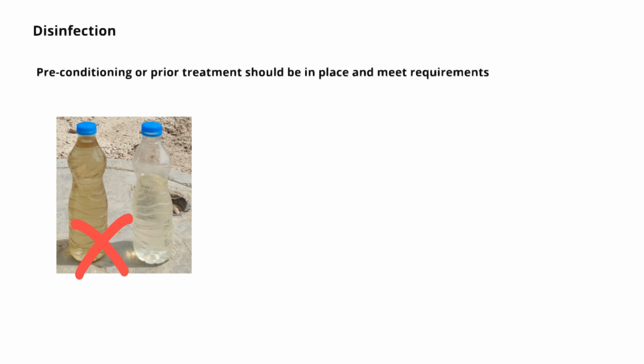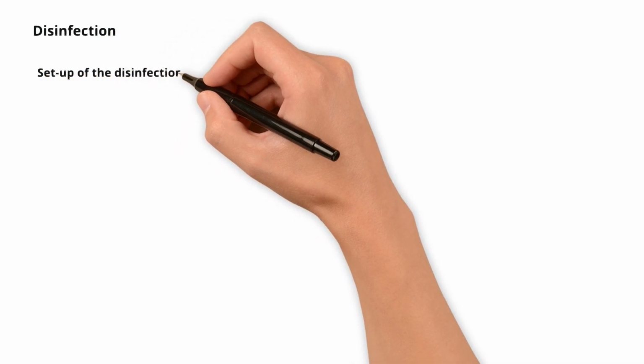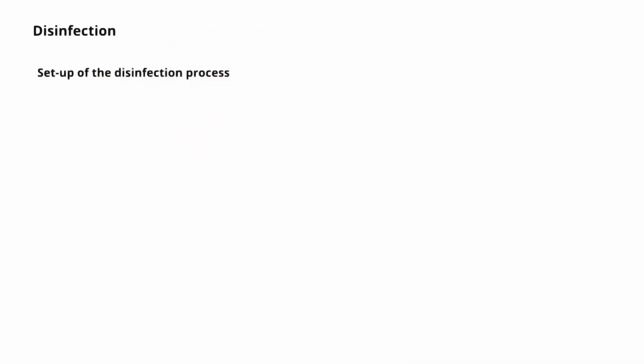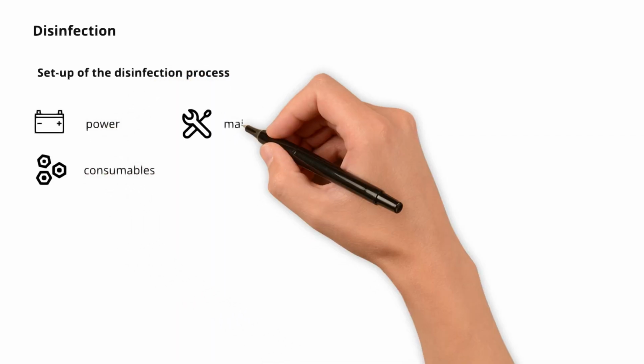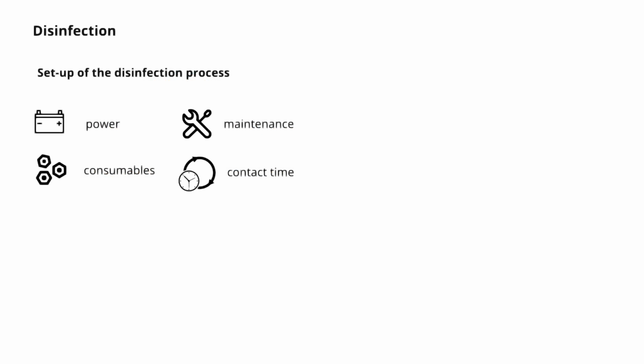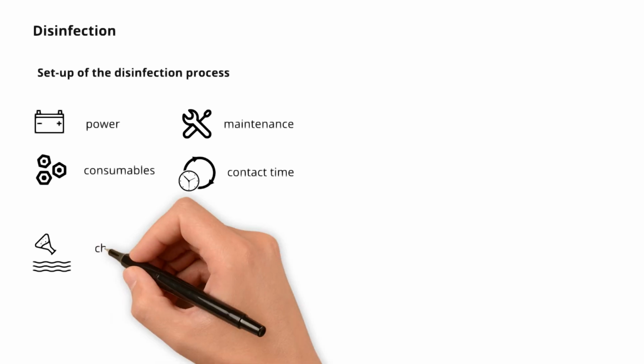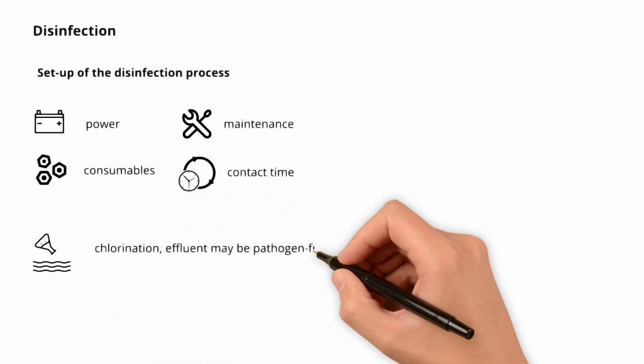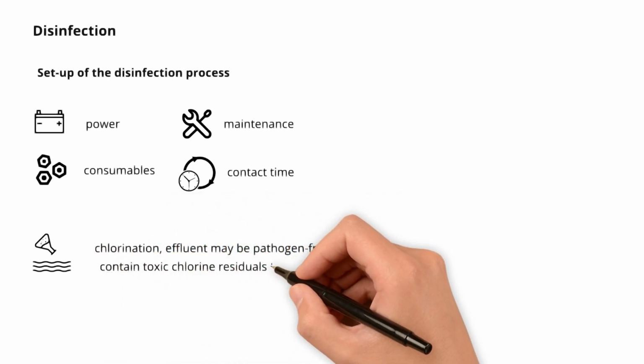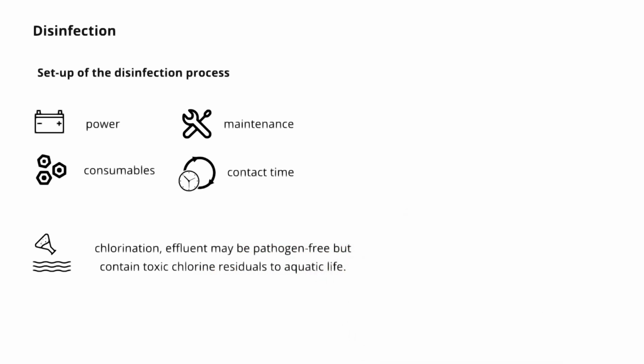Last but not least, the setup of the disinfection process itself is essential and affects the choice considering local conditions. Each method has different requirements regarding power, consumables, maintenance, contact time to achieve intended results, and more. Additionally, each method's possible limitations and disadvantages must be kept in mind. For example, following chlorination, effluent may be pathogen-free but contain toxic chlorine residuals to aquatic life.